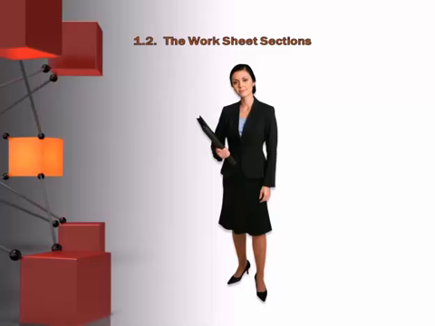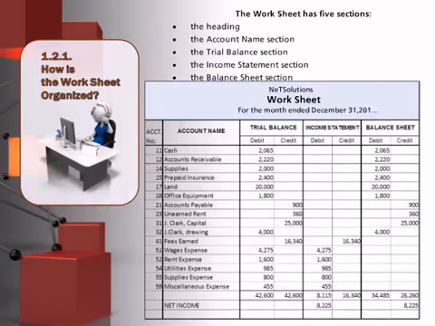Now, let's take a look at the worksheet sections. How is the worksheet organized? The Net Solutions worksheet, shown in the figure, has 5 sections: the heading, the account name section, the trial balance section, the income statement section, and the balance sheet section. The account name section includes a column for the account number and a column for the account name. The trial balance, income statement, and balance sheet sections have debit and credit amount columns. The 6 amount columns give this worksheet its name, the 6-column worksheet.